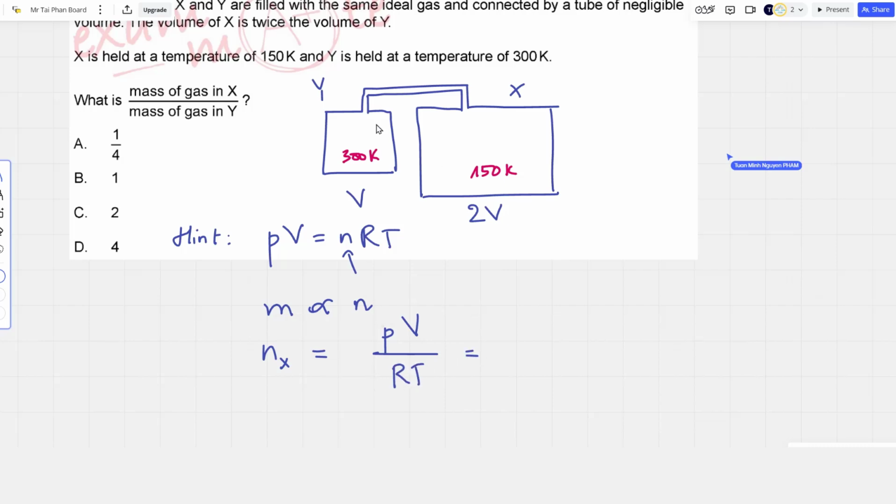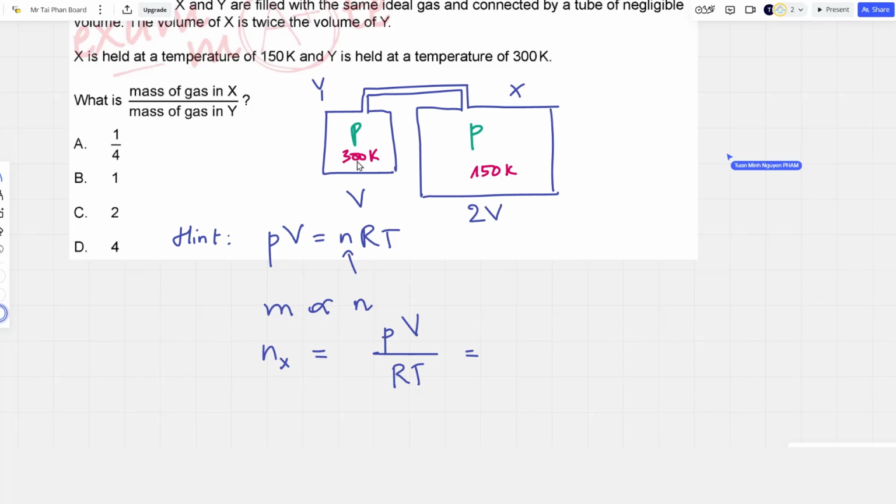The pressure: when the two containers are connected like this, the pressure in both containers will be the same. It's called equilibrium. The gas will distribute in the two containers so that they reach the equilibrium state, meaning the pressure is the same, okay? But not yet the same for the temperature.